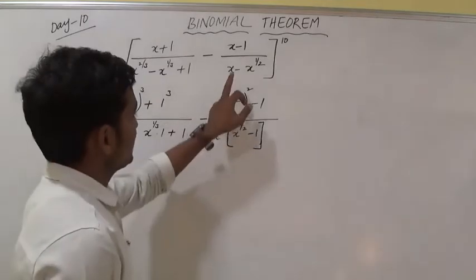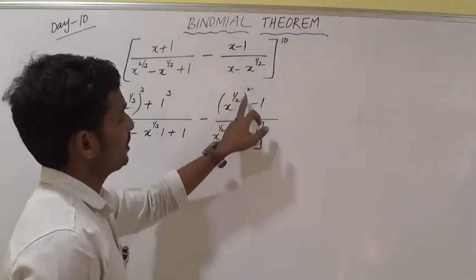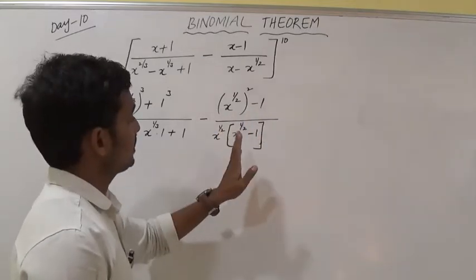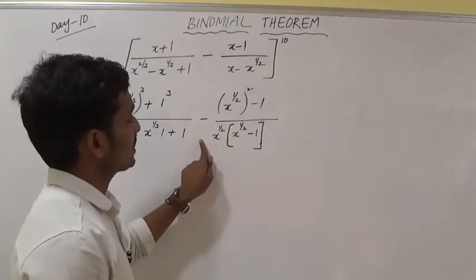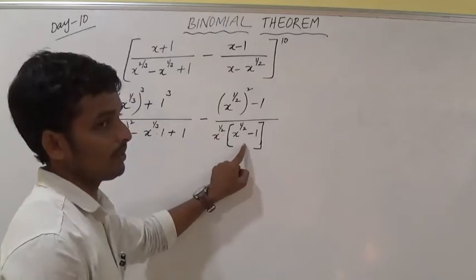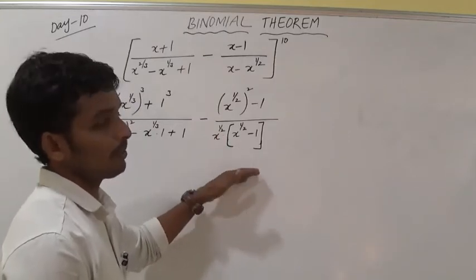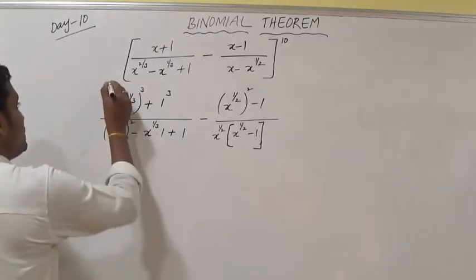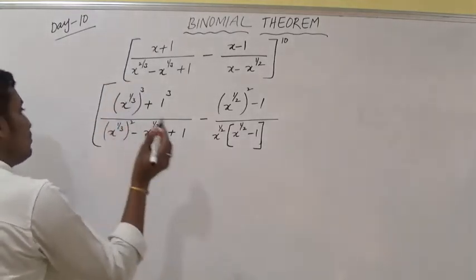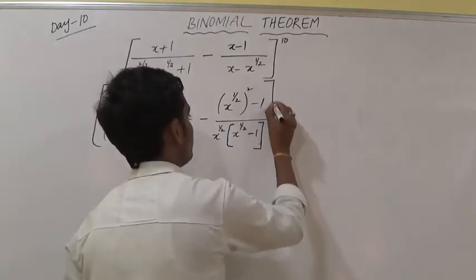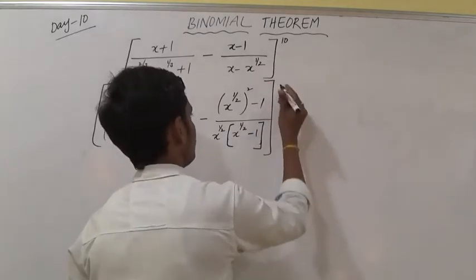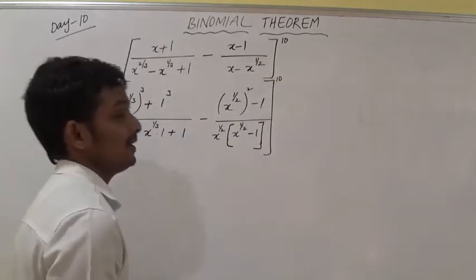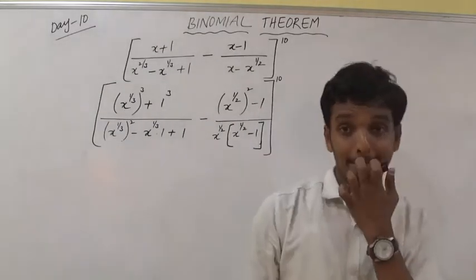This is x to the power of 1 by 2 whole square, x to the power of 2 by 2 minus 1 by denominator. x to the power of 1 by 2 is common, so a power m into a power n: 1 by 2 plus 1 by 2 is 1 minus 1. So this is whole to the power of 10. Here we have 10. Now observe it.